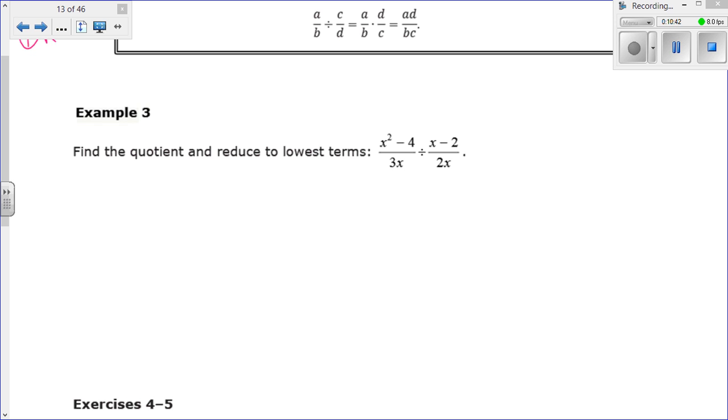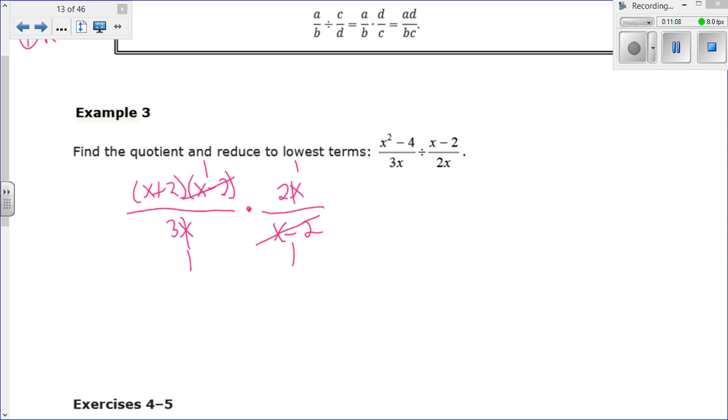My first fraction, I'm going to factor: x plus 2, x minus 2. My denominator is 3x, and it doesn't change. My division changes to multiplication, and then I flip my fraction: 2x over x minus 2. Now, I treat it like a multiplication problem, and I start to cancel what my common factors are. So I have x minus 2 and an x minus 2, and then this x cancels with that x. So now I regroup my factors, and I have 2 times x plus 2 over 3. And that's it.